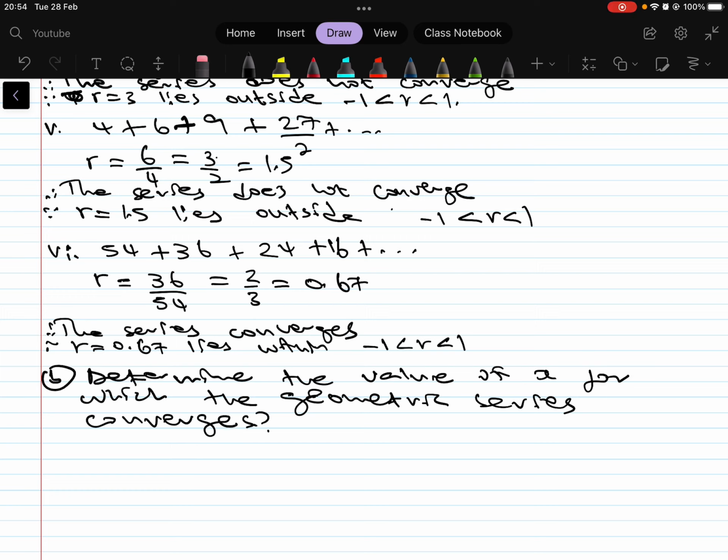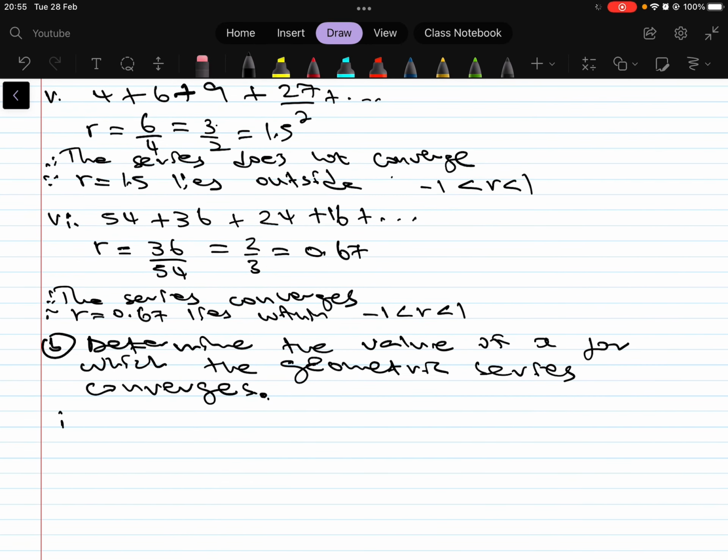Just determine the value of x for which the geometric series converges, then you're good to go. So this is the series, the first one that you are given. It's a geometric series. You have been told, now all that you are required to do is to get the value of x. No longer asked whether or not it converges. It's been given to you that it actually does converge.